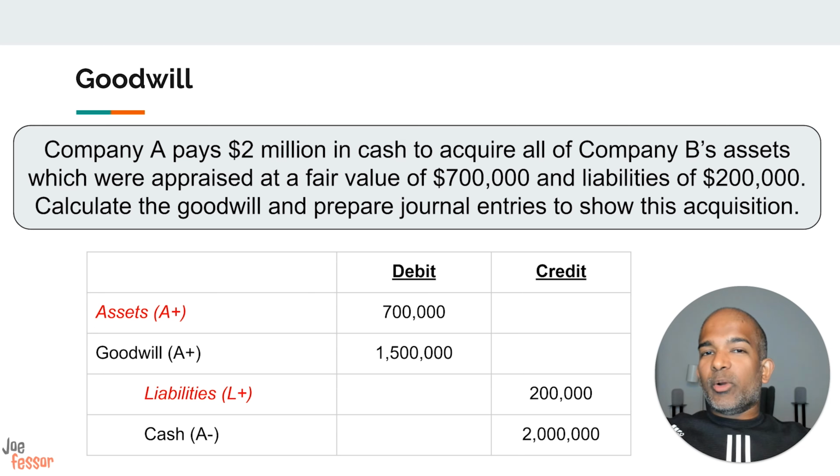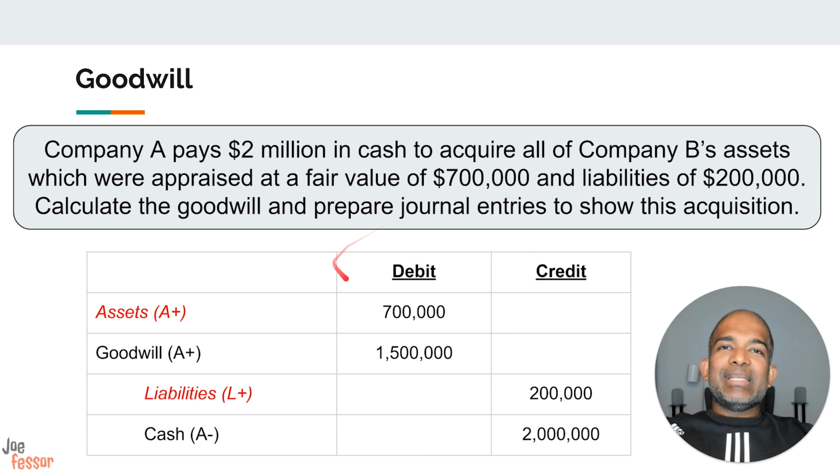This excess $1.5 million that is paid to acquire company B is paid for its intangible assets. This could be for the brand name or other trademarks which company B possesses. And this excess $1.5 million is known as goodwill. So how do you do the journal entry for goodwill?